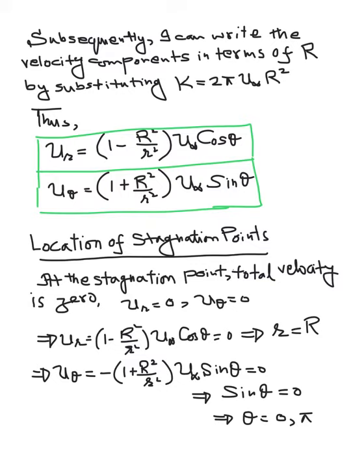Now, to find the location of stagnation points, I have set the total velocity at the stagnation point equal to 0, which has resulted in the radial and tangential components equal to 0. So once I have these equations, U_r equal to 0 has provided me the value of the radius, and U_theta I have set equal to 0. This factor cannot be 0, so I have to set sine theta equal to 0, which has resulted in the value of theta, which is 0 and pi, for my stagnation points.